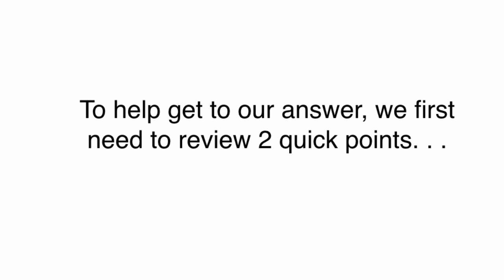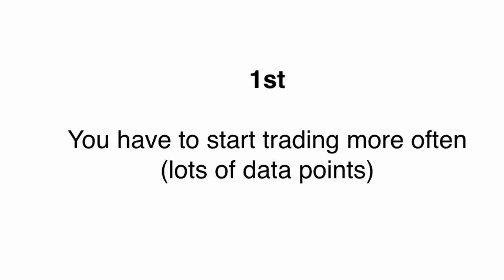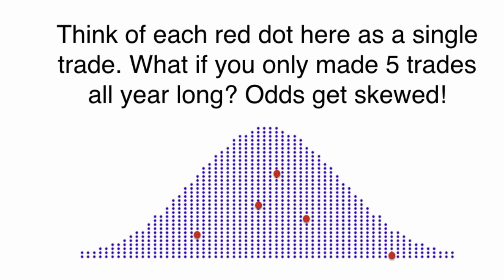Well, to help us get to our answer, we first need to review 2 quick points. First, you have to start trading more often. Lots of data points. We talked about it before, but again, think of each of these red dots here as a single trade. What if I only made 5 trades all year long? The odds get skewed, right? So think of these red dots as single trades versus the blue dots, which are thousands and thousands of trades all year. Maybe not thousands, but hundreds of trades.